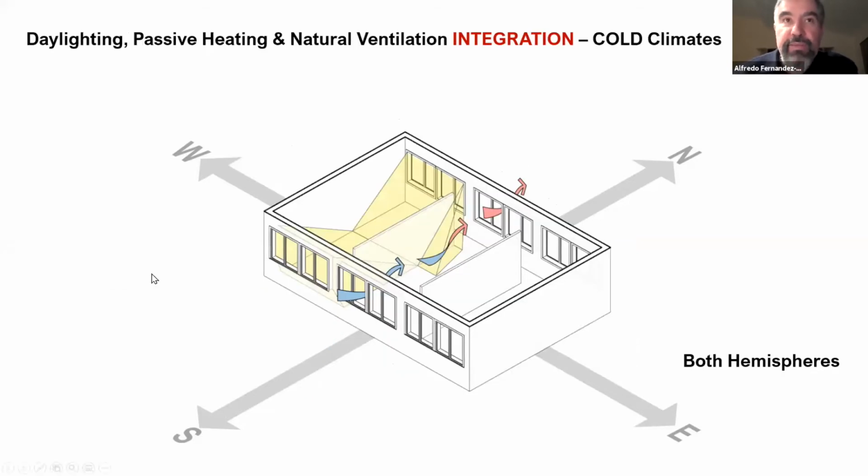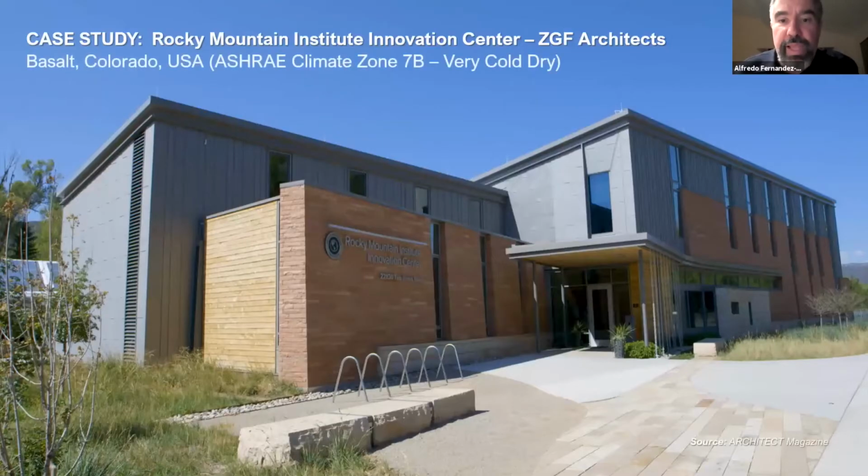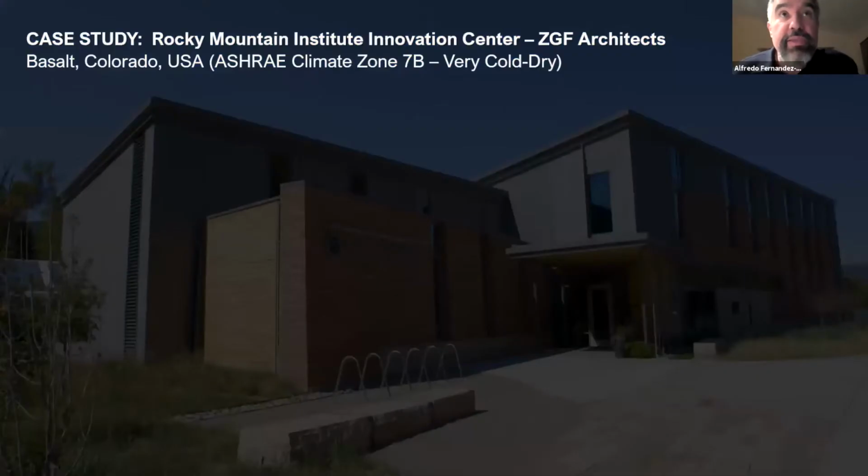And in spaces that have an open floor plan, partitions should be oriented perpendicular to the windows for better daylight penetration and also to maintain adequate airflow. I'd like to show you a case study of a net energy positive building that actually produces more energy than it consumes. These are the particulars of this building in climate zone 7B. It's located in the United States.